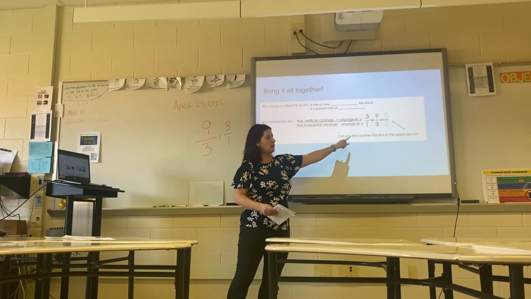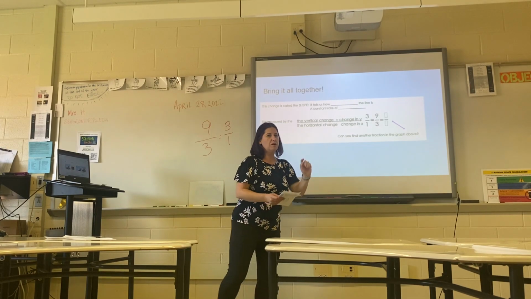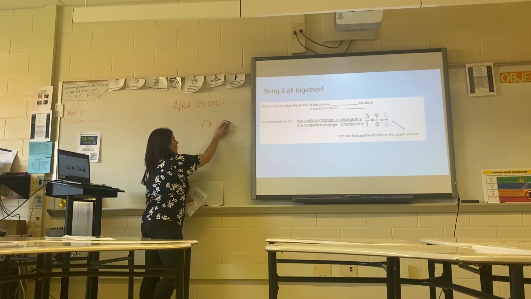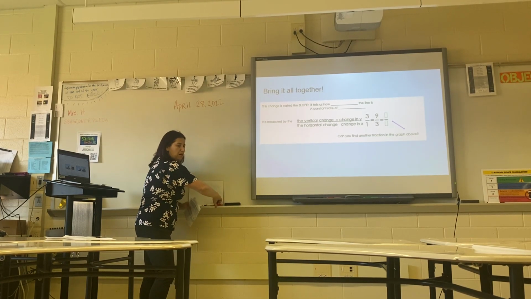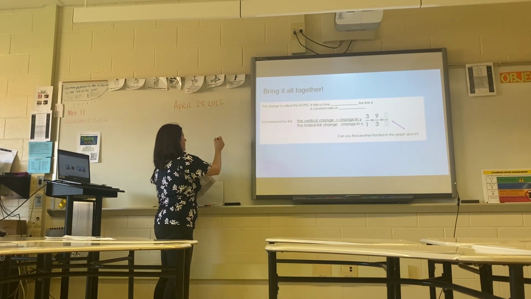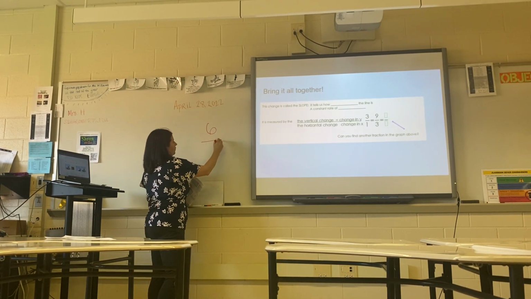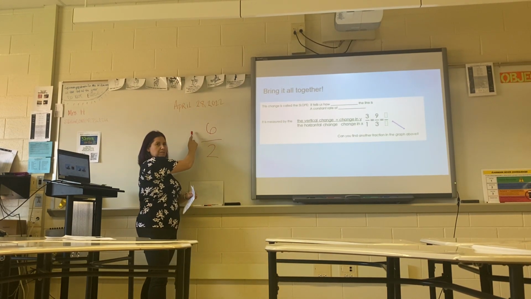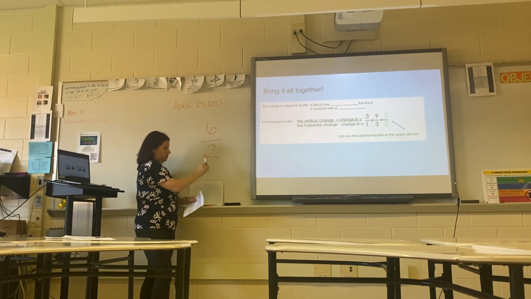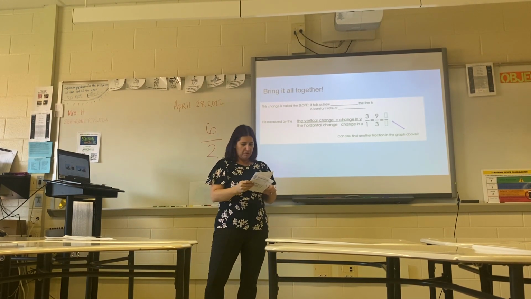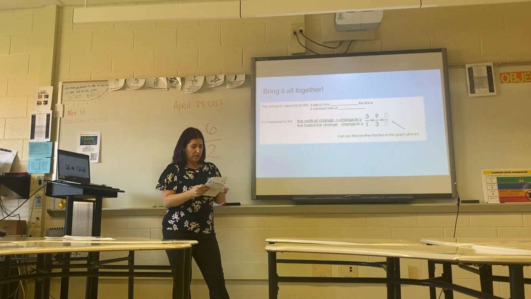Can someone tell me another fraction you got from that table? When you look back on your slide from when you got 3 pennies a day, what's another proportion? Yeah, 6 over 2. And that's when you had 6 pennies on day 2. Great. It's a ratio describing the vertical change over the horizontal change.